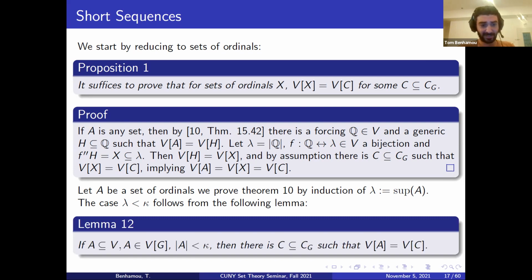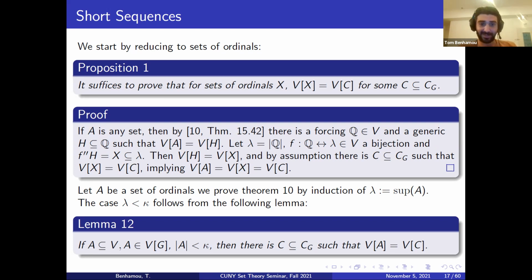So suppose A is a subset of V, for example, a set of ordinals, such that A is in the generic extension and the cardinality of A is less than kappa. If the sup of A is less than kappa, then clearly the cardinality of A is less than kappa. Then the theorem follows: there is a subsequence C of the generic sequence such that the model generated by A is the same as the model generated by C. Great. So this is our first goal, to prove this lemma.